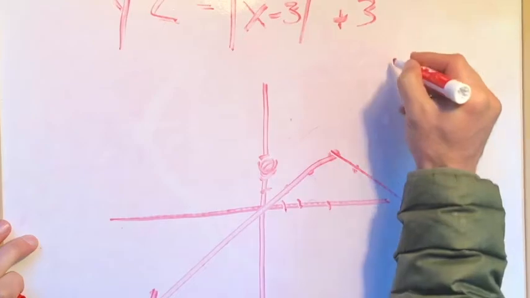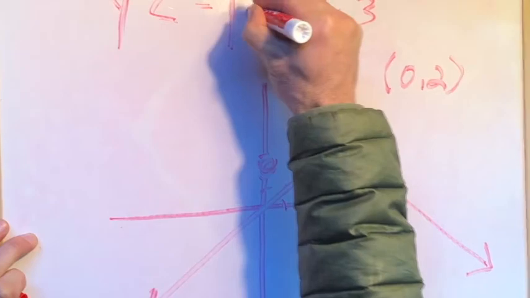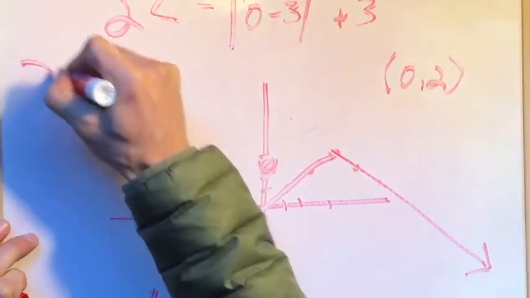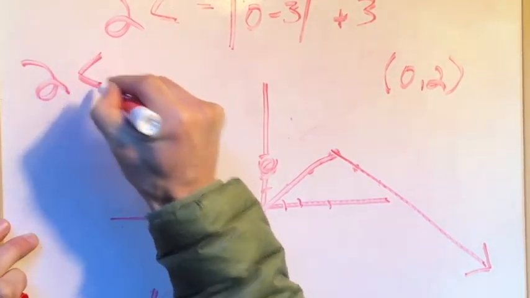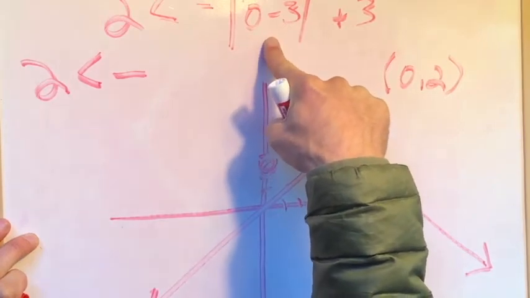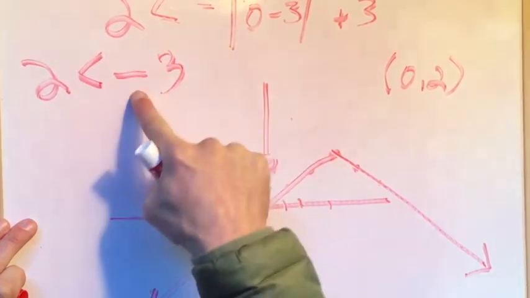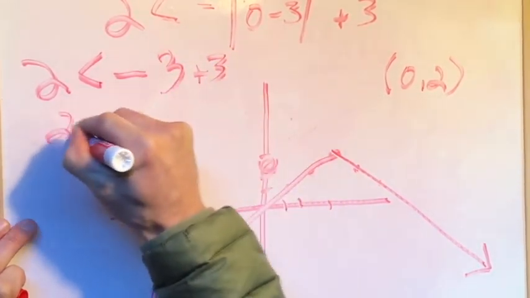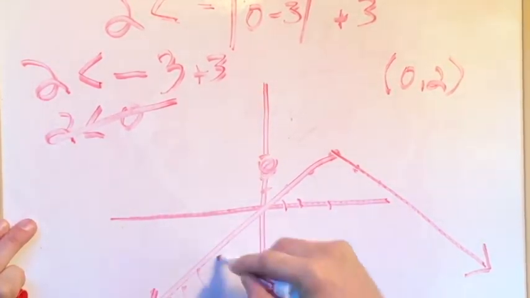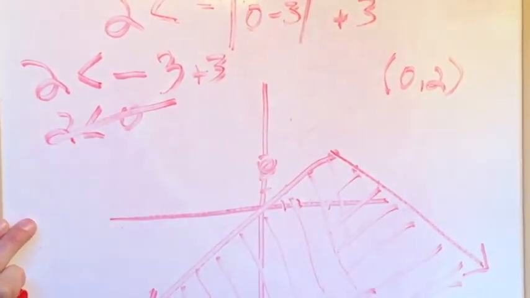Let's choose (0, 2). If I plug a 0 into my x, a 2 into my y, and do the math, I get 2 is less than negative the absolute value of 0 minus 3, which is negative 3. Absolute value of negative 3 is positive 3, but I have that negative in front of it, plus 3. 2 is less than 0. That is not a true statement, so I'm going to shade inside, because I'm shading away from that.